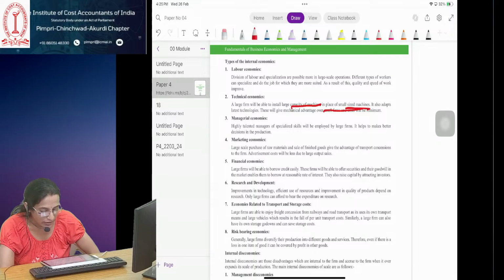Highly talented managers of specialized skills will be employed by large firms. It helps to make better decisions in the production.